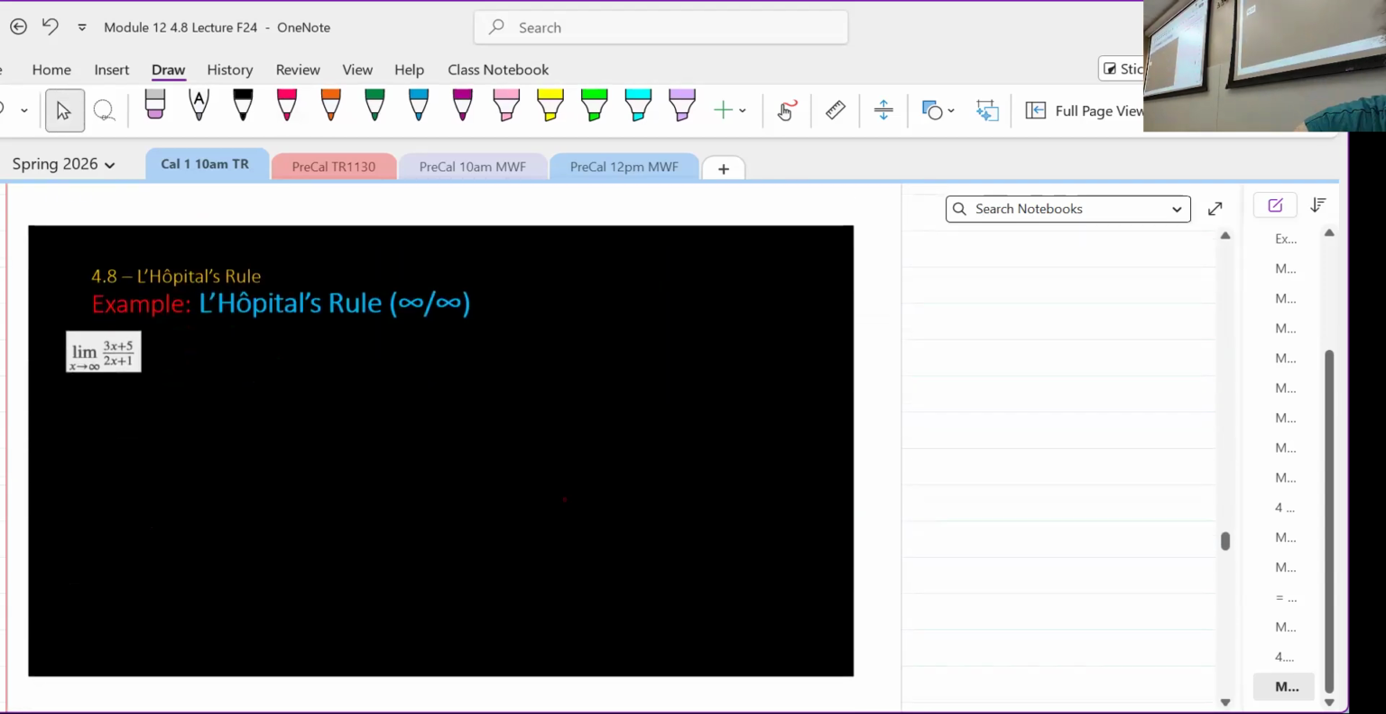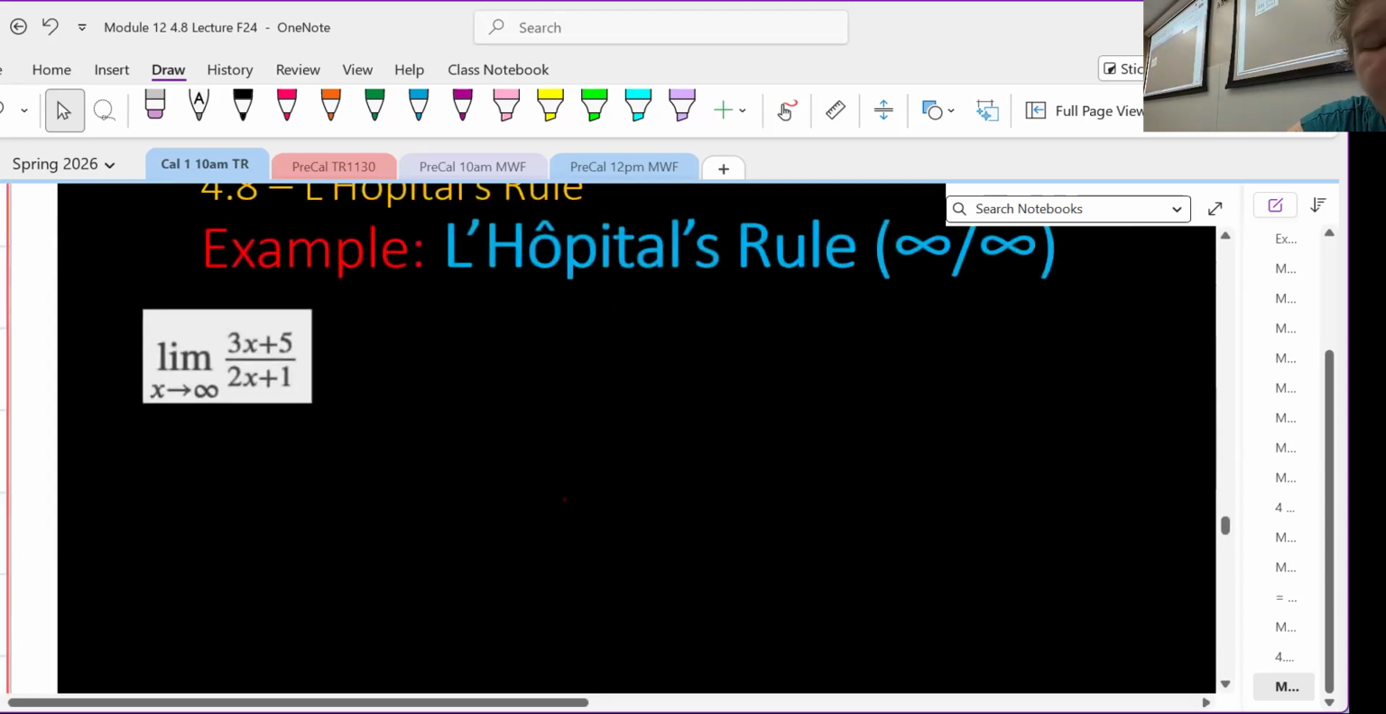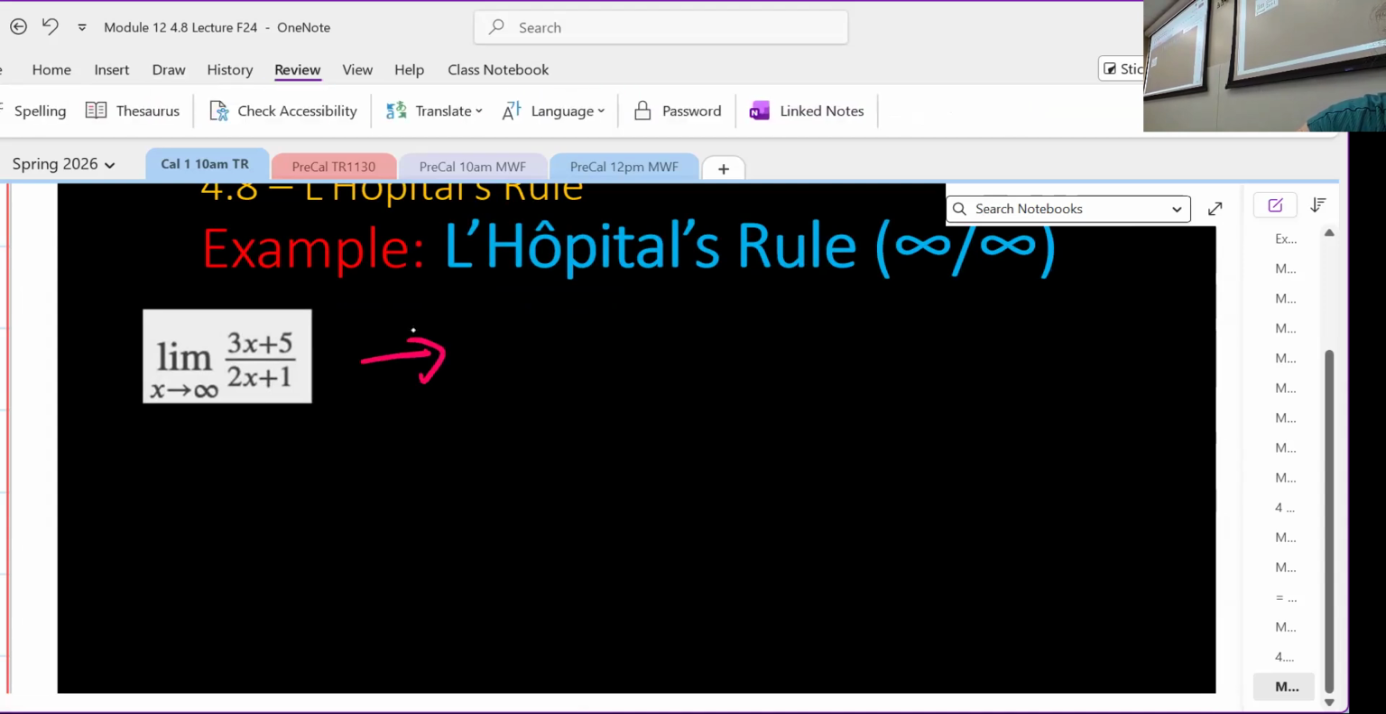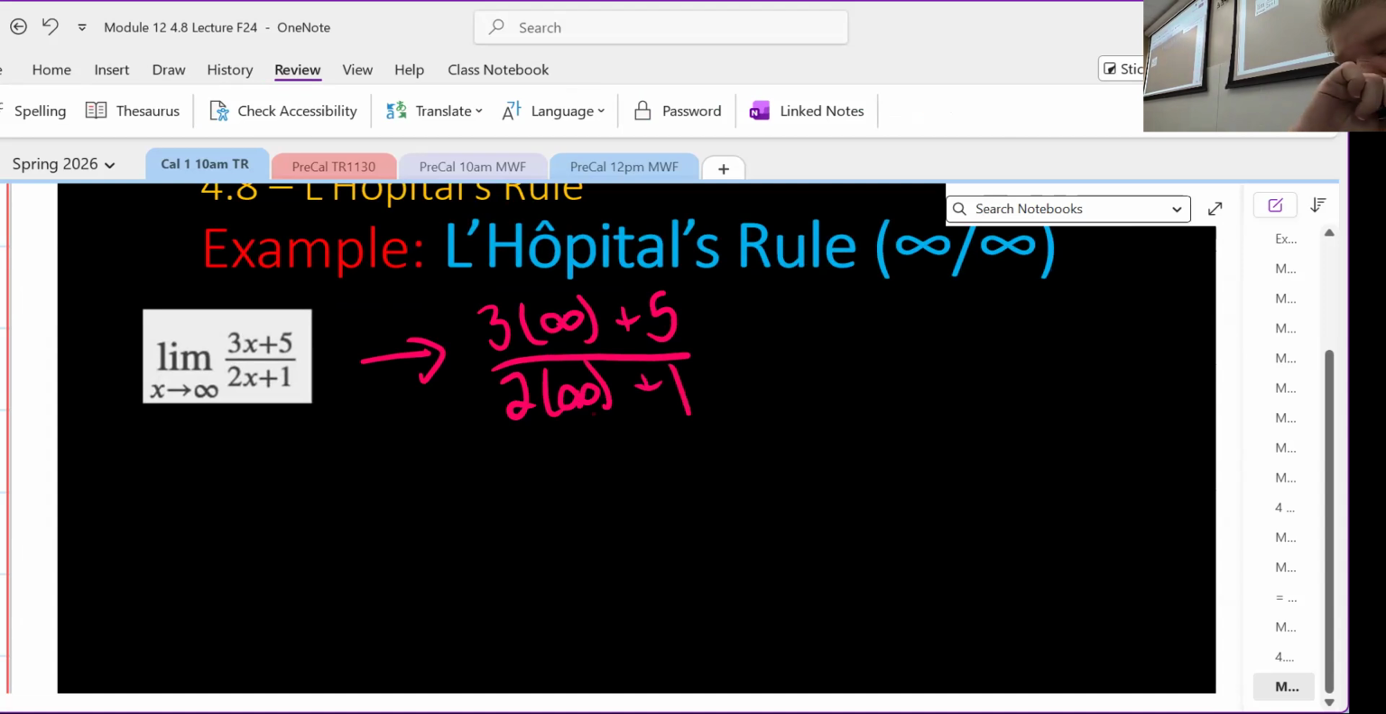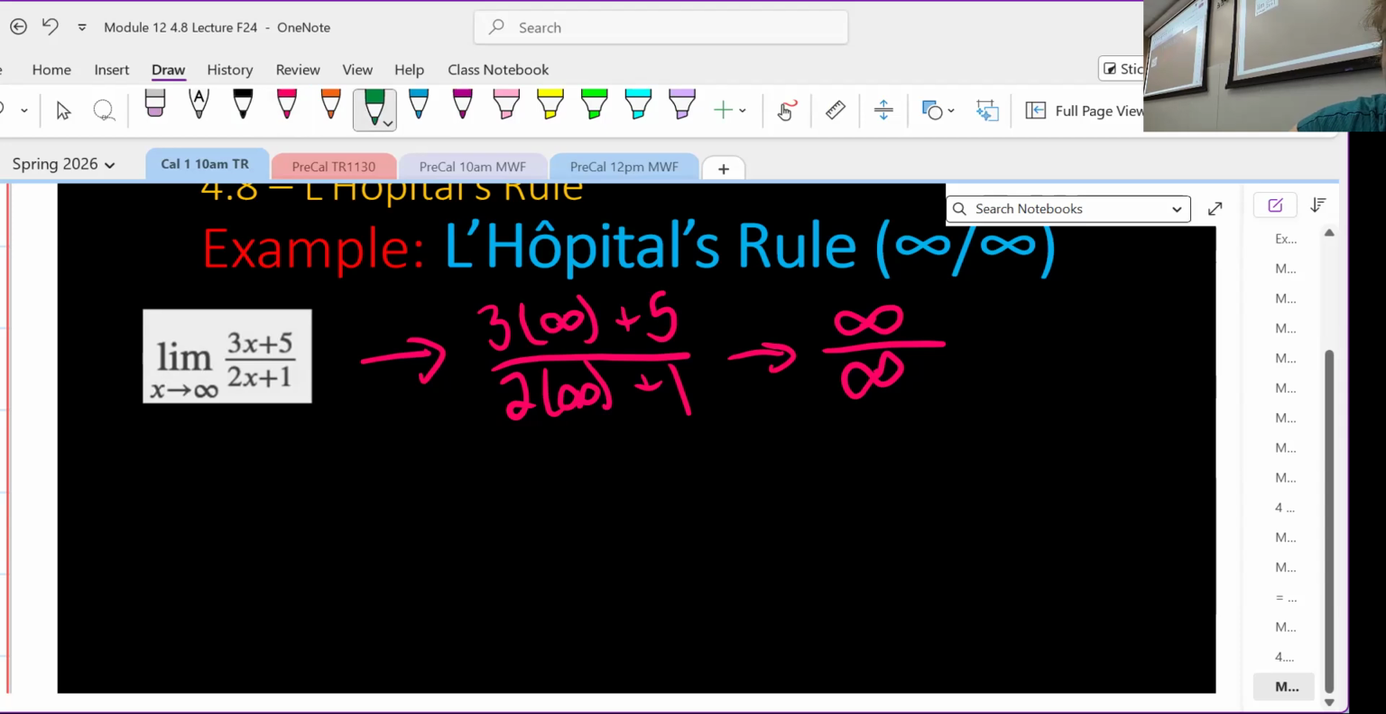So looking back at some of those examples, I still have to check and show that I get an indeterminate form. So if I plug in infinity, as silly as that sounds, three times infinity is still infinity, plus five is still infinity. Then two infinities plus one is still infinity. So I have an infinity over infinity form. I can use L'Hopital's rule.